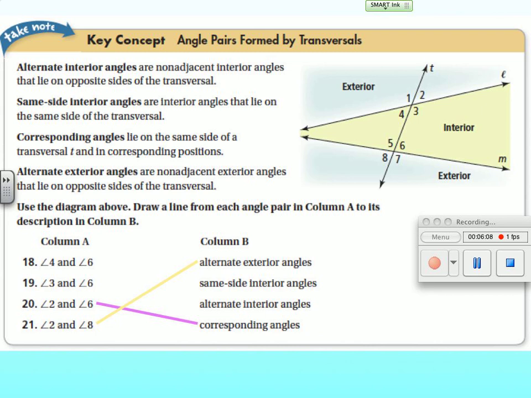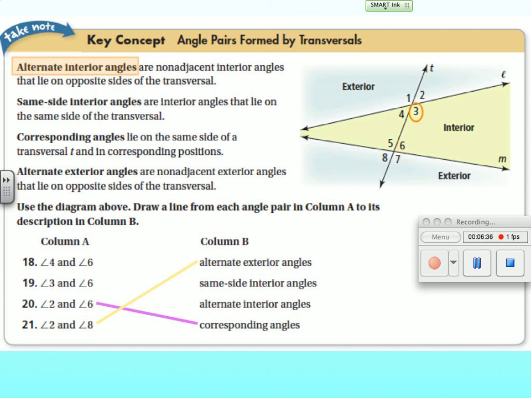The first type of angle is an alternate interior angle. These are non-adjacent interior angles, meaning they're not on the same side of the transversal, they're on opposite sides, and they're in the interior. So if I was to look at angle 4, the alternate interior angle with angle 4 is angle 6. Additionally, if I was to look at angle 3, the alternate interior angle with angle 3 is angle 5.